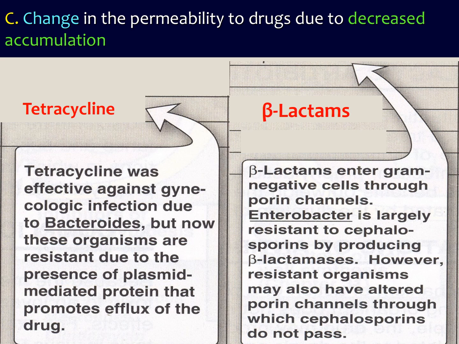Some beta-lactams, we have seen, enter gram-negative cells through porin channels. So Enterobacter is largely resistant to cephalosporins by producing beta-lactamase. However, a resistant organism may also have altered porin channels through which cephalosporins do not pass. So apart from the beta-lactamase enzymes, the second mechanism of resistance is this porin channel alteration, which leads to more and more efflux.